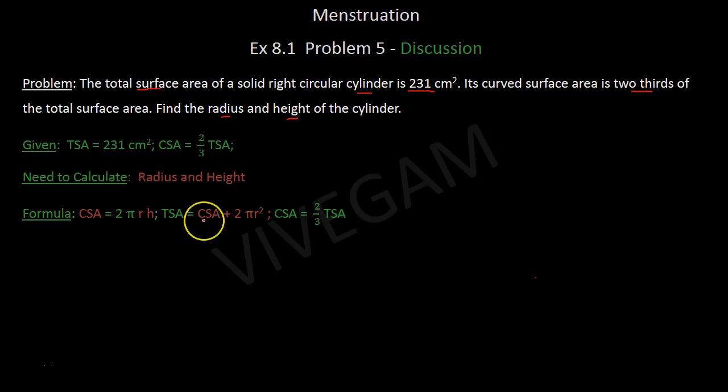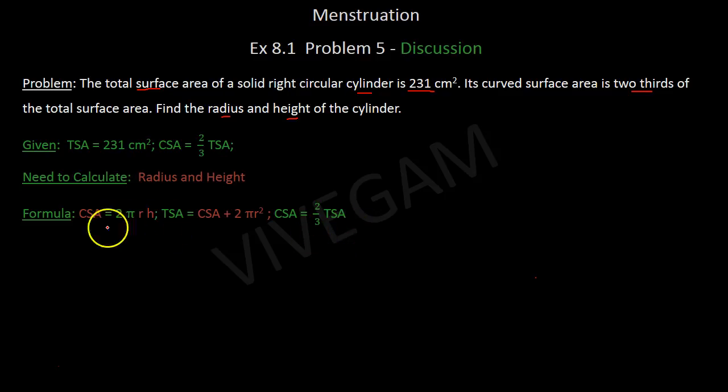See, total surface area is equal to curved surface area plus bottom plus top area. Bottom and top are circles in the case of a cylinder, and area of a circle is pi r squared. So bottom and top is 2 pi r squared. So TSA is CSA plus 2 pi r squared. Then there is a special formula here for this particular problem because it is given curved surface area is 2/3 TSA. So these are the three formulas which we are going to use here.